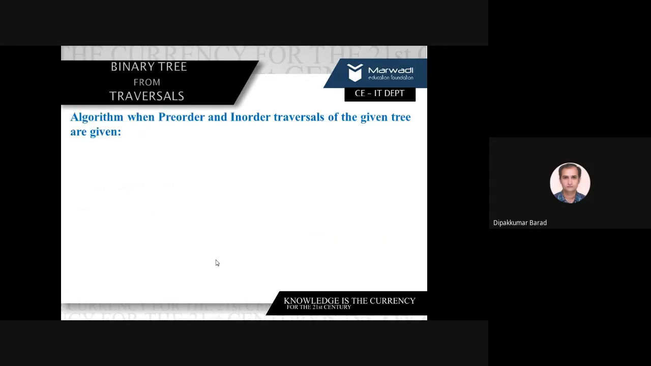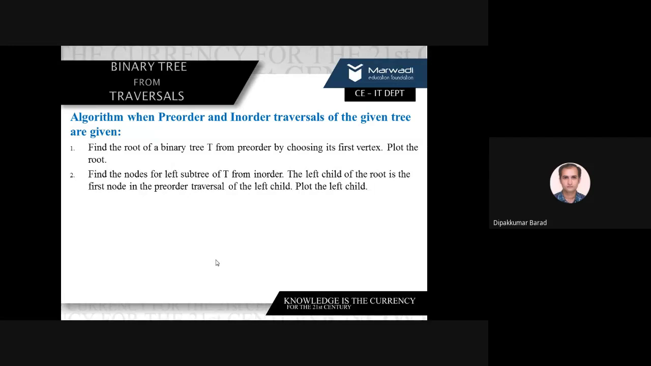An algorithm when the pre-order and in-order traversals of a given tree are given. First you have to find the root of the tree from the pre-order by choosing its first vertex. As we know, in pre-order we start with the root. So if pre-order and in-order are given, we already know that we first start with the root. The first element is the root of the tree, so we can plot the root at the top of the tree.